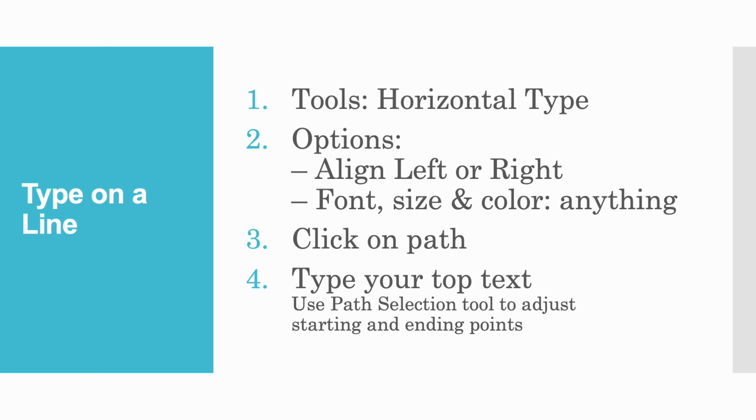You can set your font size and color to anything that you want, and then just click anywhere on the path, and then type your top text. So the text will go on top of the line. And then if it turns out that you clicked somewhere on the path you didn't intend to, you need to switch to the path selection tool and adjust the starting and ending points.